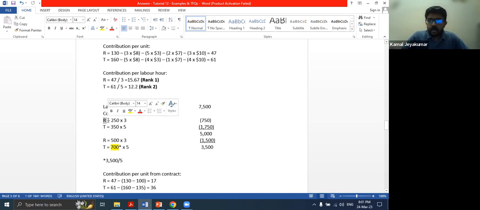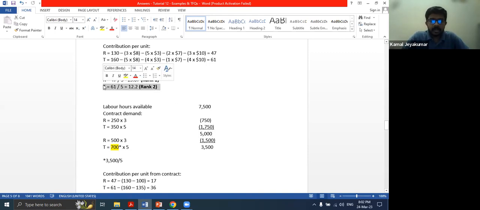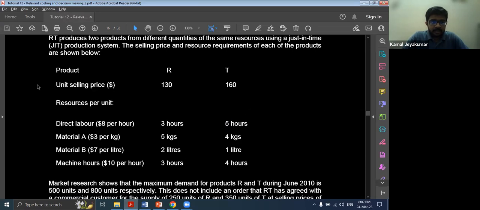So to produce 250 units of R, you need 750 hours because per unit uses 3 hours. And for 350 units of T, you need 1750 hours. So if you deduct those two from the 7500 hours that is available, you get 5000 hours. After this only you start allocating the number of hours based on the rank of the product, right? So rank 1 is product R. Maximum demand of product R is, as per the question, 500 units, right? They have given it here.